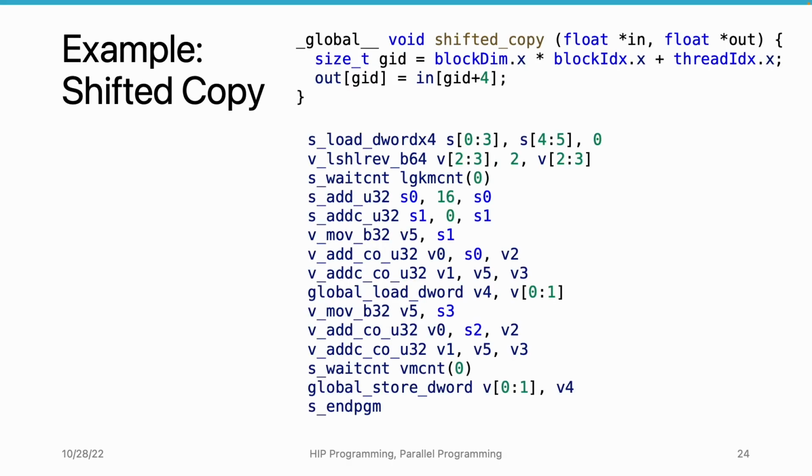So here's an example of a shifted copy program. We can look at the kernel on the top. So it's a shifted copy. The first thing we want to do is to get the global thread ID. So we read the data from the in buffer. We shift every element by 4. Then we store everything into the out buffer. And below is the assembly that matches to this shifted copy program.